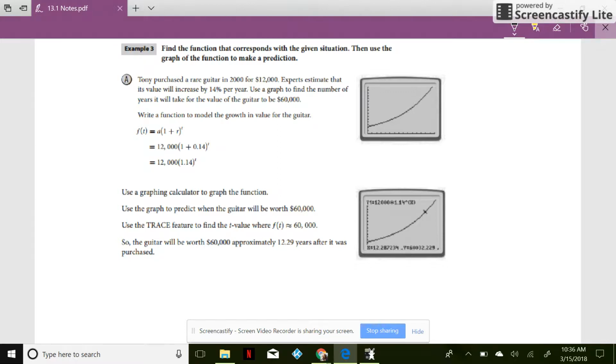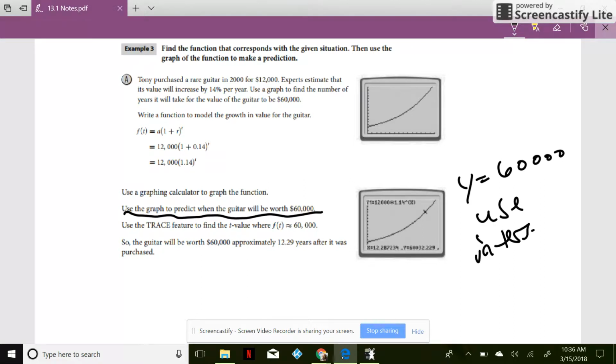So that's our function. You could use your calculator to graph the function. It says use the graph to predict when the guitar will be worth $60,000. They use the trace feature. You're actually better off just also graphing the line y equals 60,000 and then using intersect. It's going to give you a more accurate answer rather than just using the trace function.